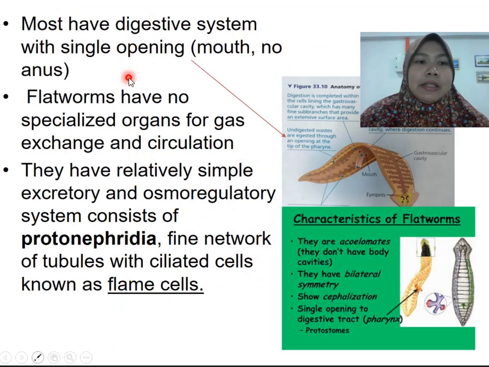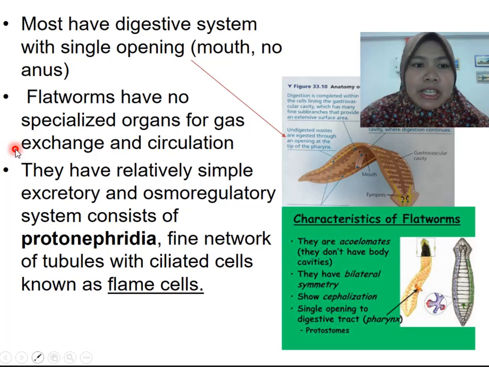Most of them have a digestive system, as I mentioned, with a single opening, a mouth, and no anus. All the undigested waste is excreted from the tip of the pharynx. Flatworms have no specialized organs for gaseous exchange and circulation, so they use diffusion or a very simple mechanism. They have a relatively simple excretory and osmoregulatory system, meaning how they remove waste, through a structure called protonephridia.